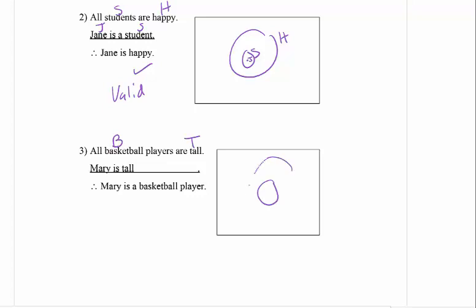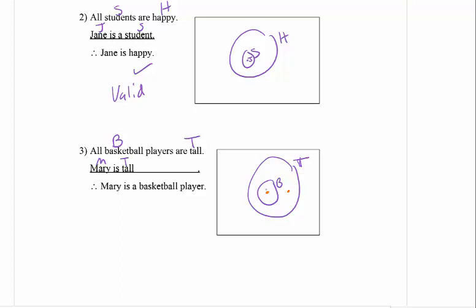So all basketball players are tall. Mary is tall. What I mean by this is I have choices right now. Mary being tall can be in either one of those spots, because it just means she has to be inside this circle of T. So I look at the conclusion, Mary's a basketball player. I don't want that to be true if I can draw it in that way.